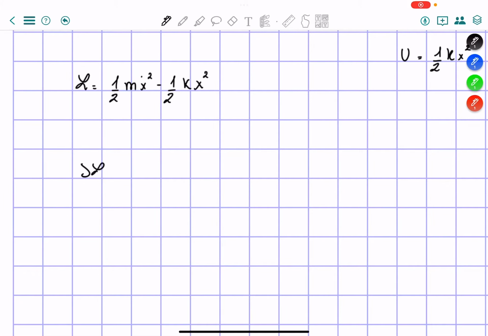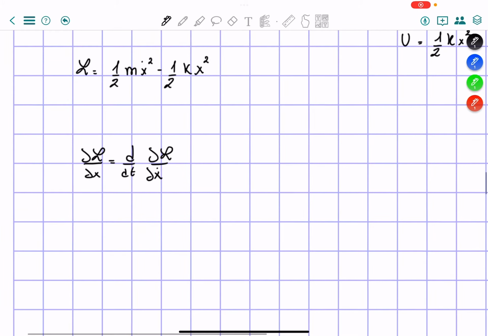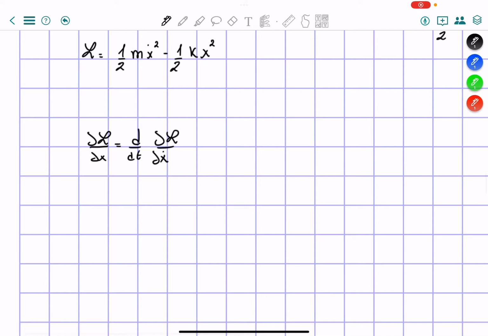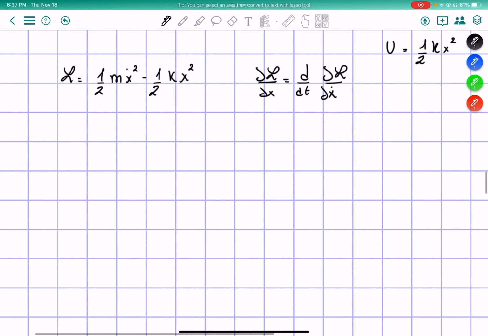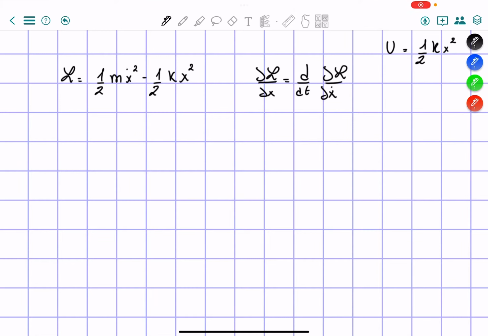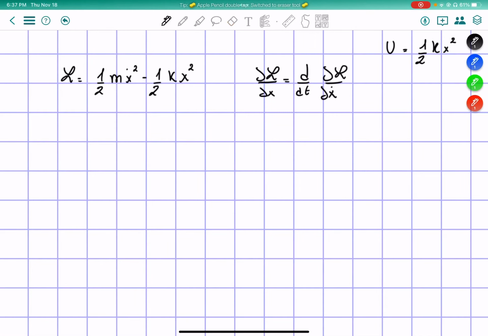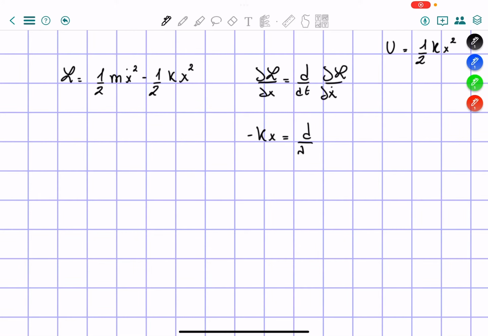So the partial derivative of the Lagrangian in terms of x is equal to d over dt of the partial derivative of the Lagrangian in terms of x dot. The first part will give us a negative kx. Thus I will get d over dt of our formula, which is going to be equal to m x dot.